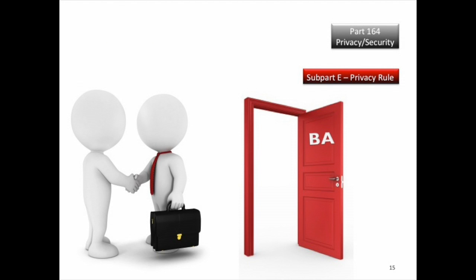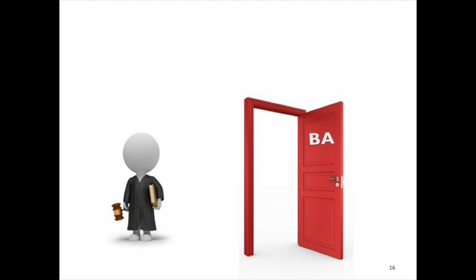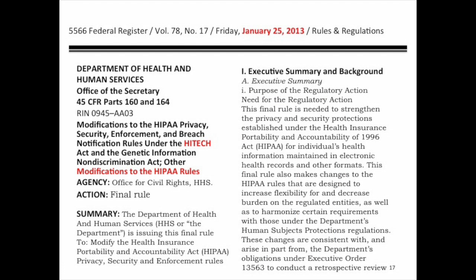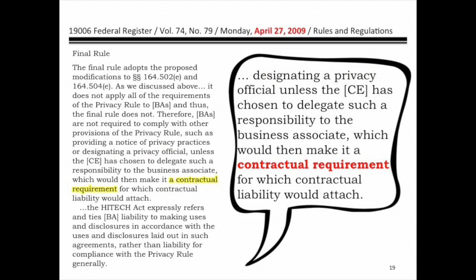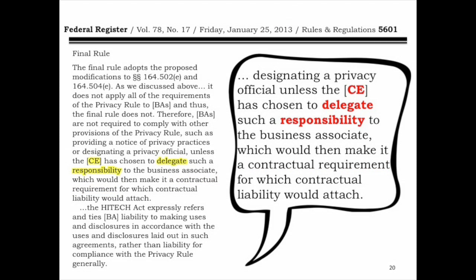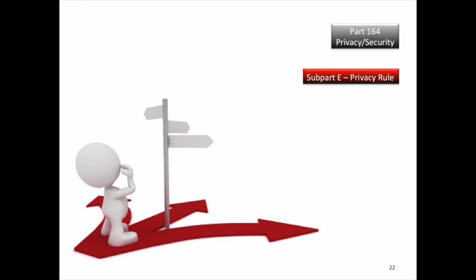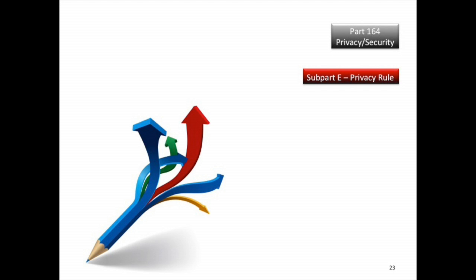HIPAA doesn't require a business associate to designate a privacy official for their business, but some business associates may choose to designate a privacy official. When OCR published the HITECH final rule, they suggested that designating a privacy official could be a contractual requirement if the covered entity wants to delegate its privacy official responsibility to the business associate. HIPAA does not regulate the method of choosing a privacy official. The entity has flexibility to designate the best person available.